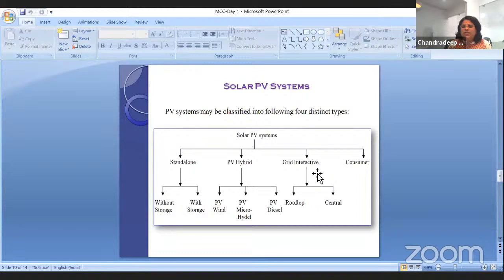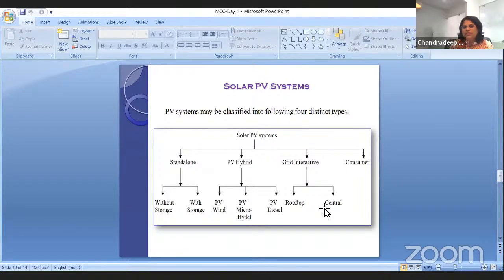Next one is grid interactive. Grid interactive is also called on-grid. On-grid solar means any power plant connected to the grid. Whatever you generate, you have to feed it to the grid. So in grid interactive, there are rooftop and central. Now the whole market is in these two applications, rooftop solar power plant and central solar power plant. There was a huge market for standalone, but in the last 5 years, the government is focusing on rooftop and central solar power plants. So these are on-grid. If you have land and finance, you install and feed it to the grid.